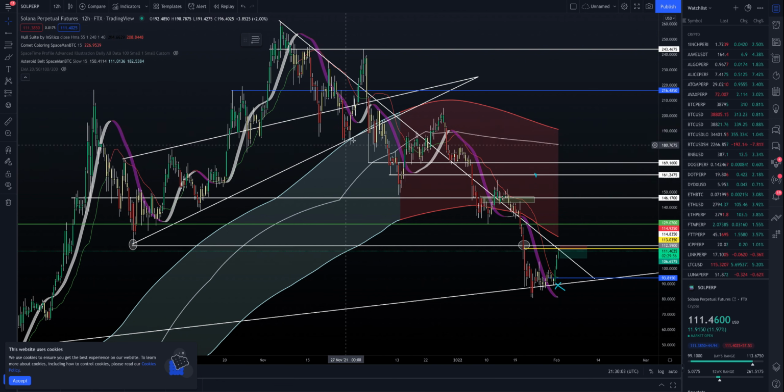I used the belt. My thesis was this is the bottom. It's bouncing right off here. We also have support here. And I made $250,000 off of going off of that.